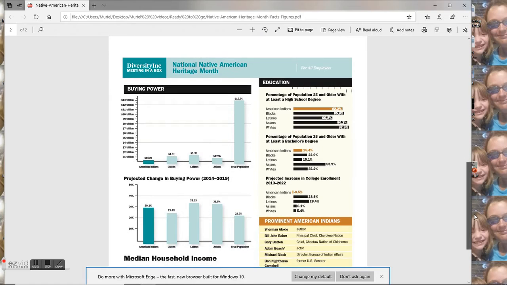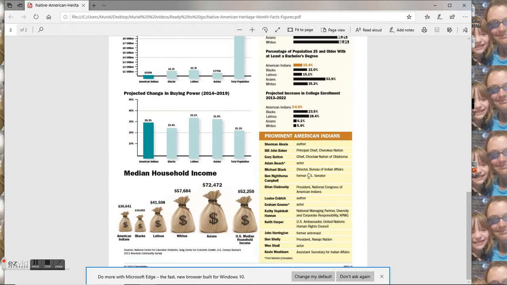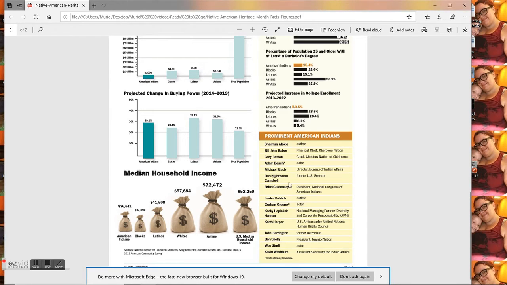So Native American Heritage Month is going on. Now let's see, we have prominent American Indians. Some famous prominent ones we have: Adam Beach, Gary Batten, Bill John Baker, Sherman Alexie, Ben Nighthorse Campbell. Oh, that one was a former U.S. Senator. See, I didn't even know that one. Brian Kladuski, Louise Erdrich, Graham Greene, Kathy Hopkins, Hannah, National Managing Partner, Diversity and Corporate Responsibility. John Harrington, former astronaut.